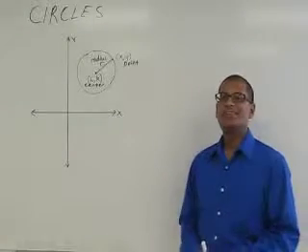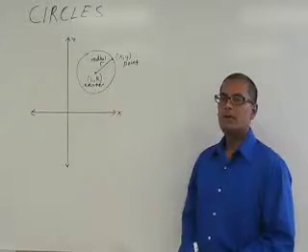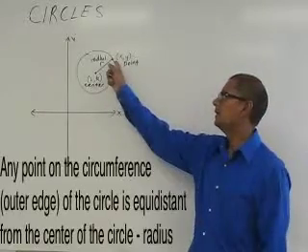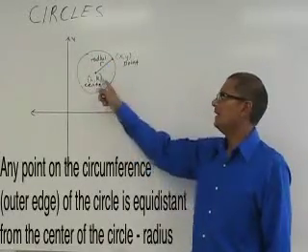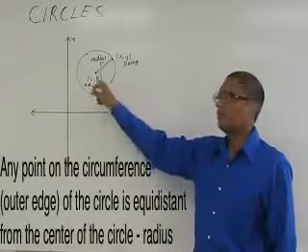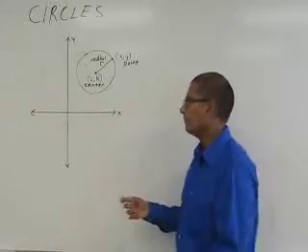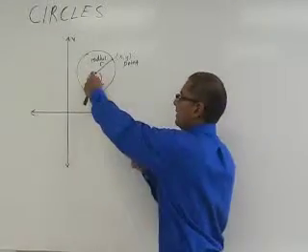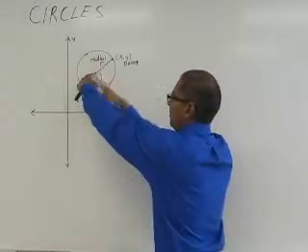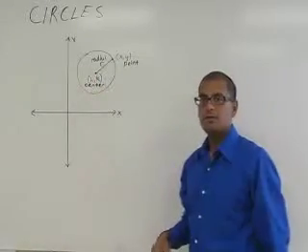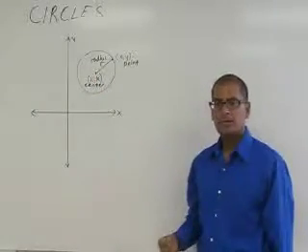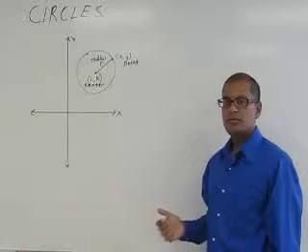Hello again. Today we're going to talk about circles. A circle has a property that any point on the circumference of the circle is equidistant from the center of the circle. In fact, that's how you draw a circle. With a compass, you would stick your compass point right in the middle and then rotate the compass and you would create that circle. So we're going to use that property to develop the equation of a circle.